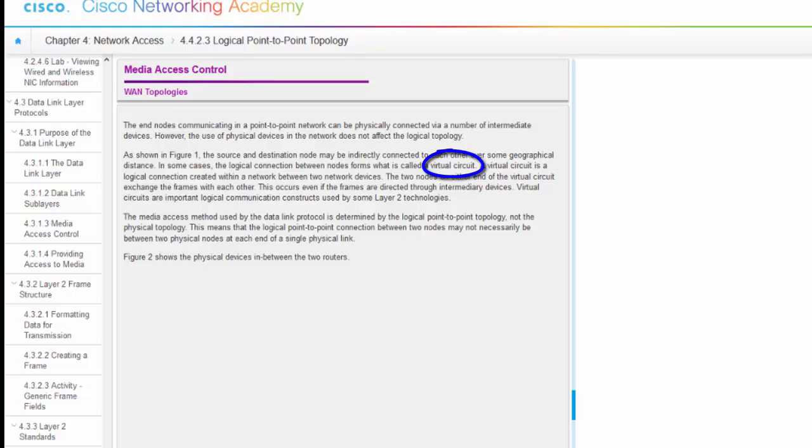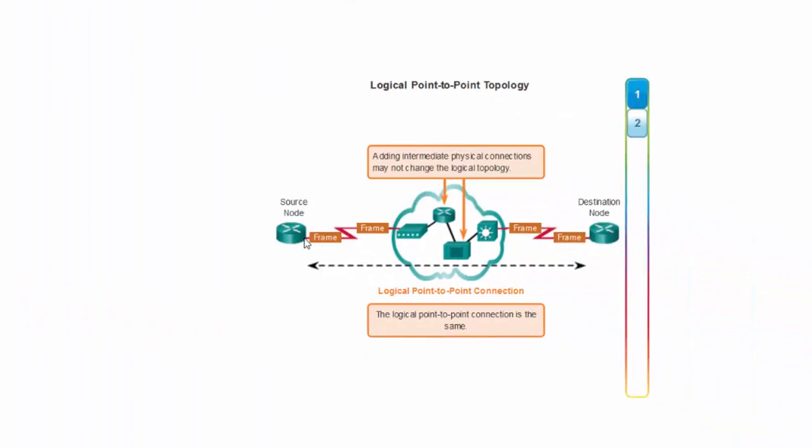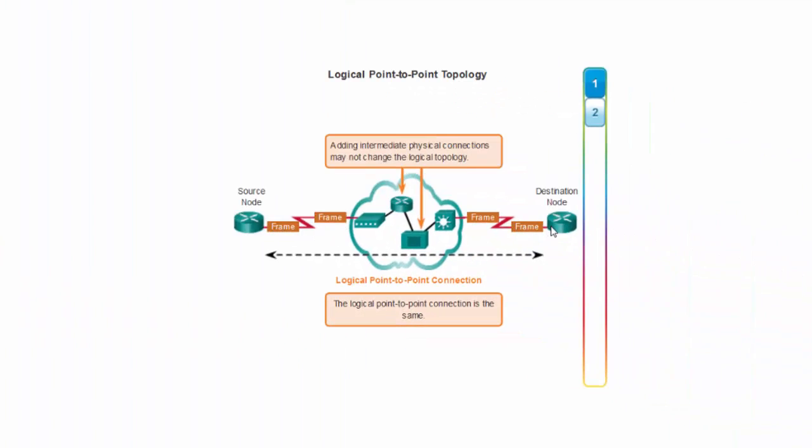So a virtual circuit facilitates the connectivity or the communication between two nodes across a logical point-to-point link, as we can see here. So the logical point-to-point is using a virtual circuit, whereas the physical topology uses multiple devices which can use different link access techniques on the different links here. But on an end-to-end basis, this is a logical point-to-point connection.